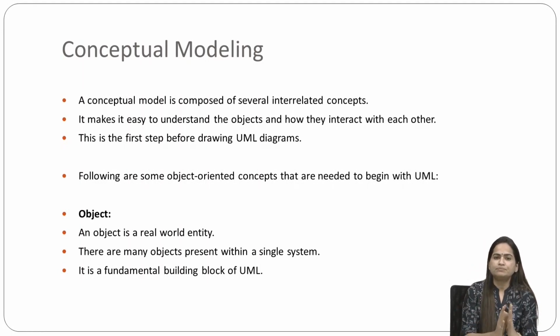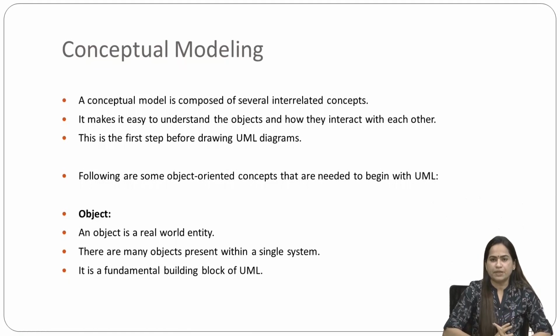We have some terms, or concepts, which we need to understand before we begin with UML. First thing we have is object. What is the meaning of object? An object is a real world entity. There are many objects present within a single system. In one system you may have a number of objects. It is a fundamental building block of UML. To form your whole UML diagram, whatever fundamental blocks you require, the building blocks, that is your object.